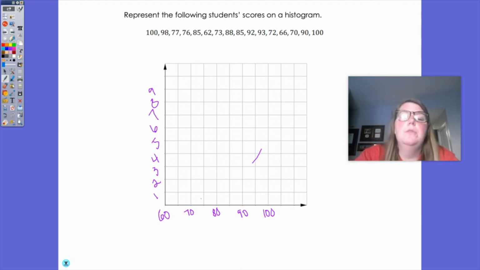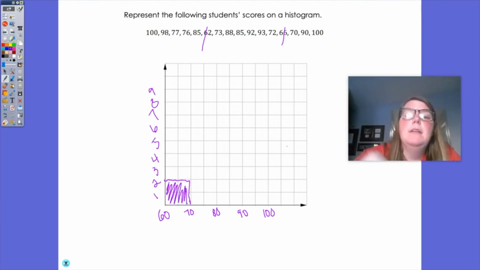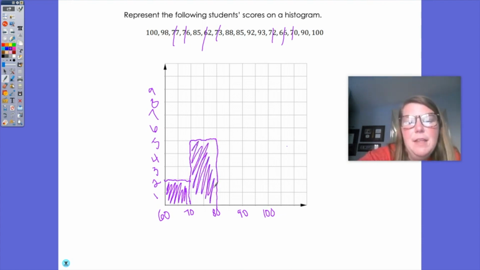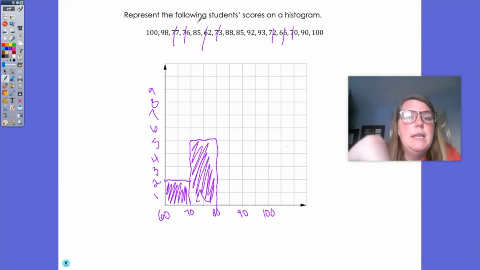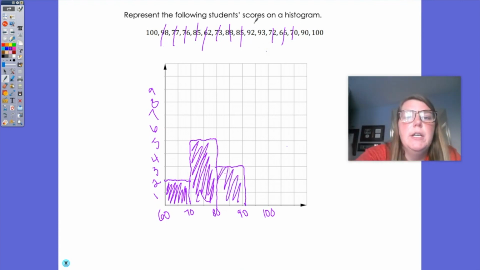So how many people in this class got somewhere between a 60 and a 69? Well, that looks like 2 people. So I'm going to make my bar go up to 2 between 60 and 70. In the 70s, it looks like 5 people, so I'm going to make my bar go all the way up to 5. I like to color it in because I think it looks pretty. From 80 to 90, or 89.99999, is 3 people. From 90 to 100, there are 5.